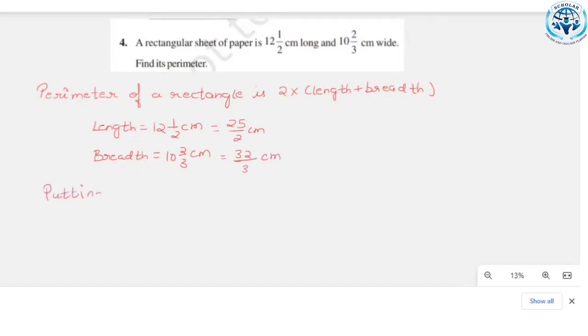The denominators are 2 and 3. LCM is 6. Putting these values in the formula, we have... we will solve the bracket first.